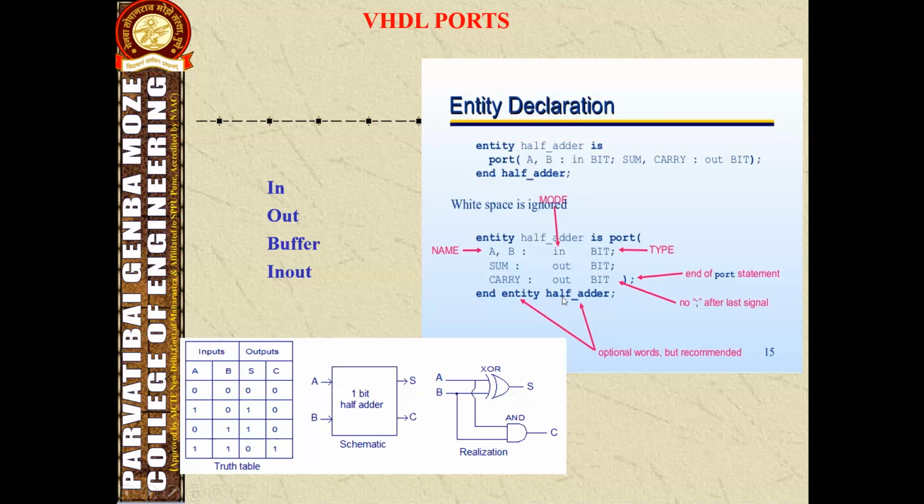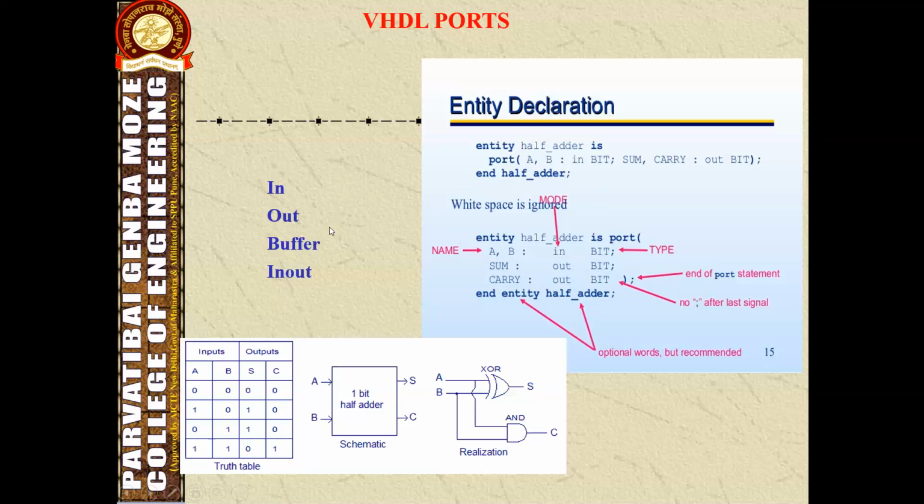Here we are taking the ports A and B as in, and sum and carry as out. Except in and out, there are a few other port modes. Here we have mentioned in, out, buffer, and in out. These are ports which can take the mode according to our entity. How we are going to define them?